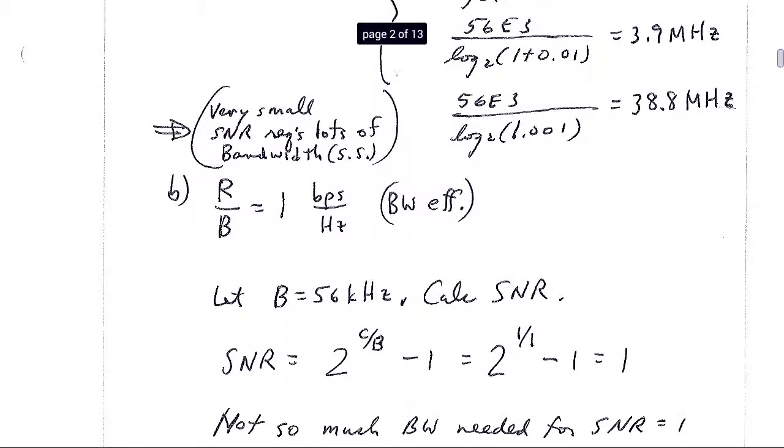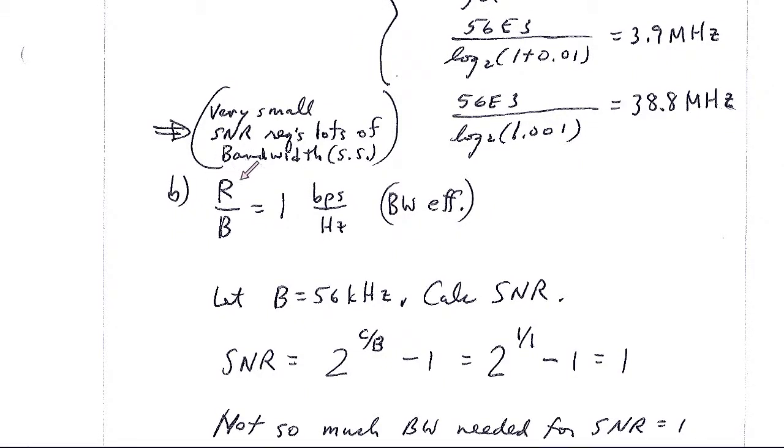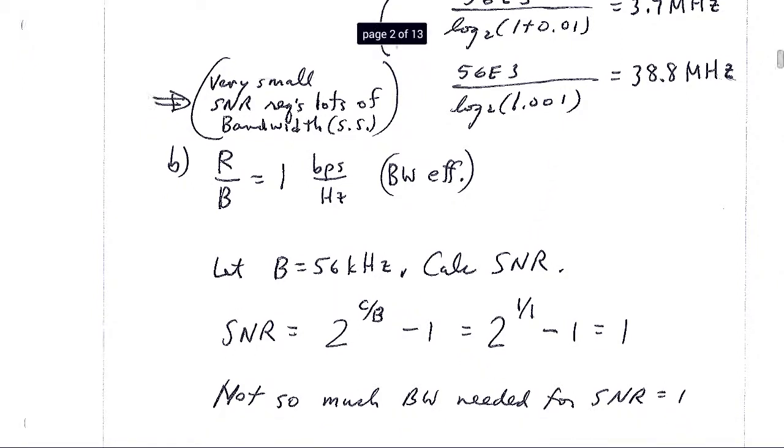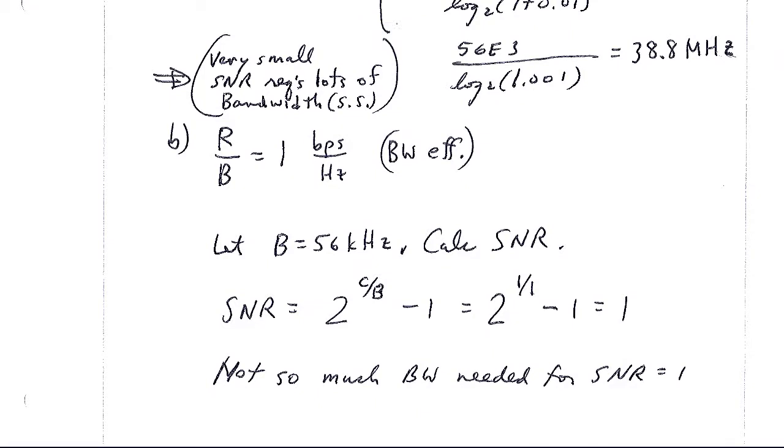Okay, for part B, we go to a signal-to-noise ratio of 1. We go to a bandwidth efficiency of 1. Spectral efficiency is what we've called this. Spectral efficiency is data rate divided by bandwidth, 1 bit per second per hertz. Let's use that as our spectral efficiency, and those are two of the quantities that appear in Shannon's equation. And so we can calculate the signal-to-noise ratio that's required for a spectral efficiency of 1.